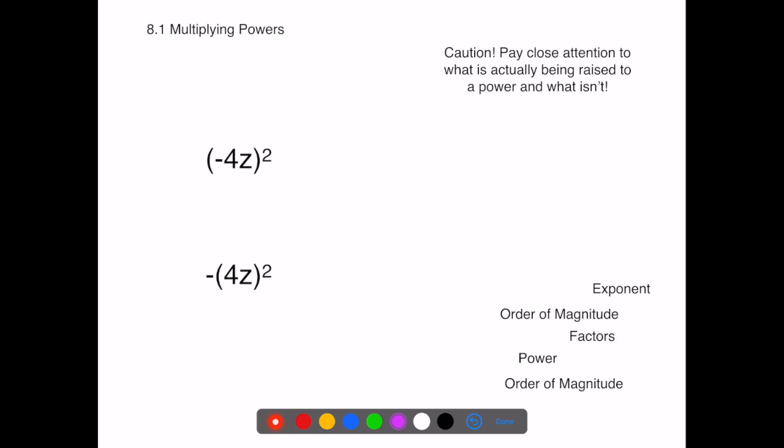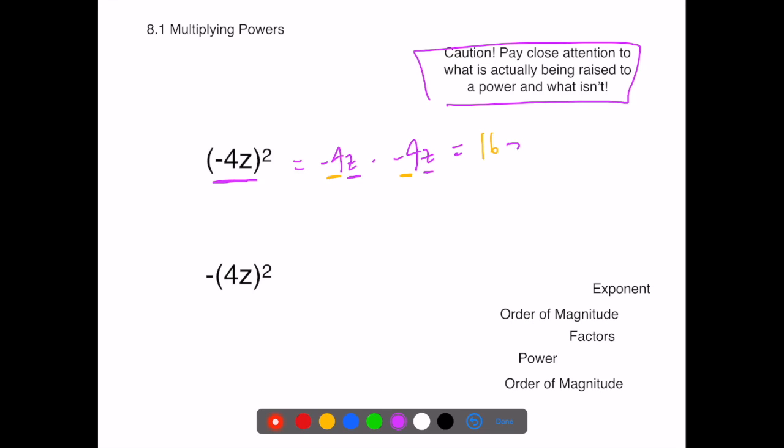One thing you really want to pay attention to is what is being raised to the power and what isn't. In this case, here's a good example. Negative 4z, everything's inside the parentheses, so everything's being raised to the second power. So this would be negative 4z times negative 4z. I could say, well, negative 4 times negative 4 is 16, and z times z is z squared.